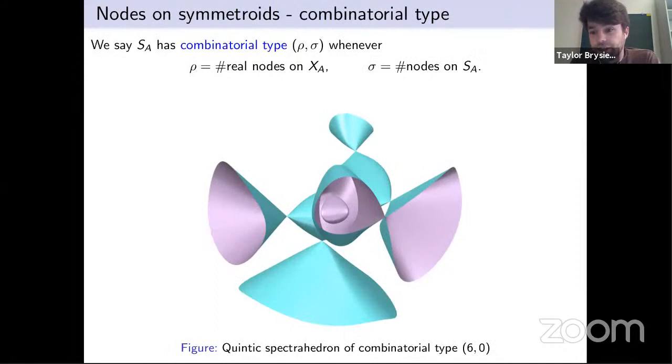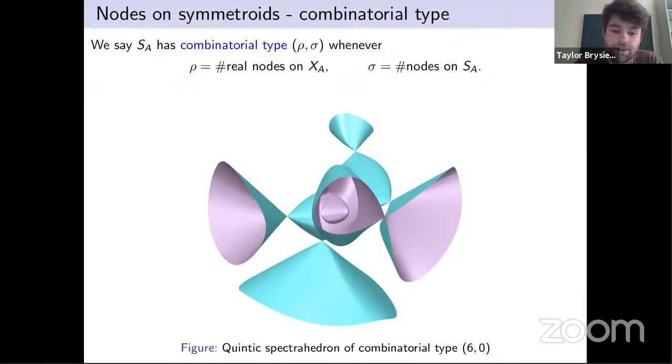And that brings us to the main definition of today, which is the combinatorial type of a spectrahedron. It's a pair of non-negative integers, rho and sigma, where each of these numbers counts something. The first number counts how many real nodes are on the symmetroid. So on this whole picture I'm drawing, how many real ones can we see? The second one is telling me how many of those real nodes live on this convex body, the spectrahedron. Of course, rho is always going to be greater than or equal to sigma, because rho counts a superset of the thing that sigma counts.